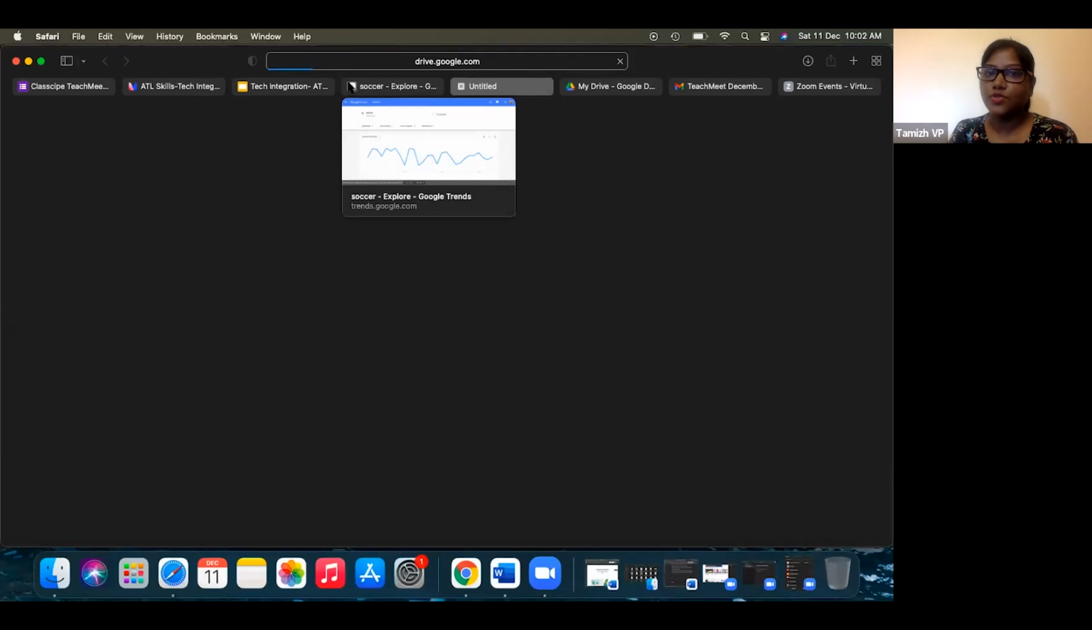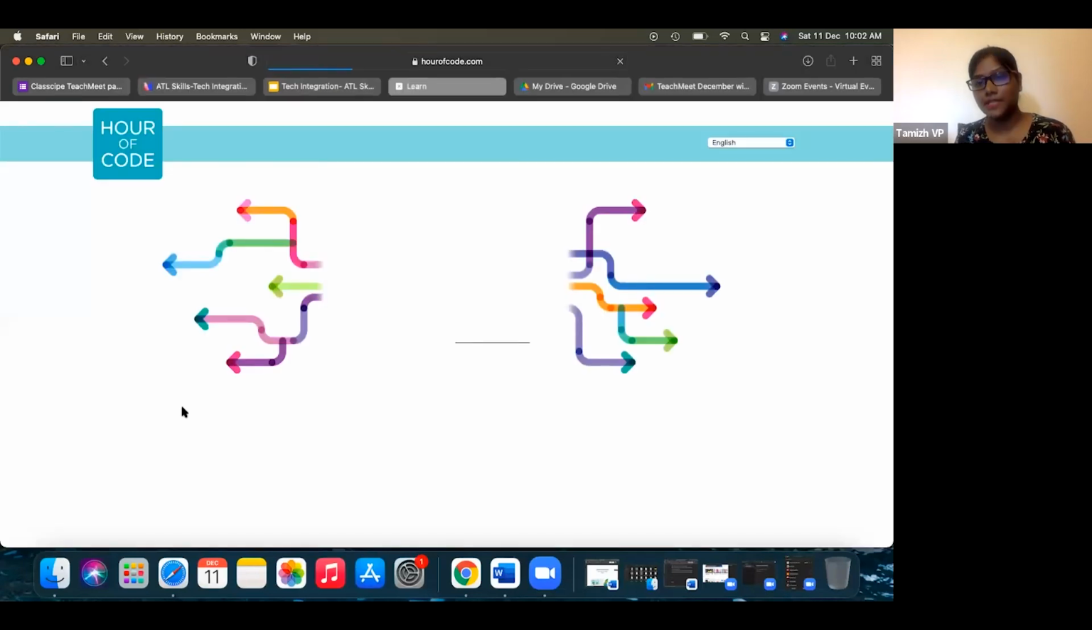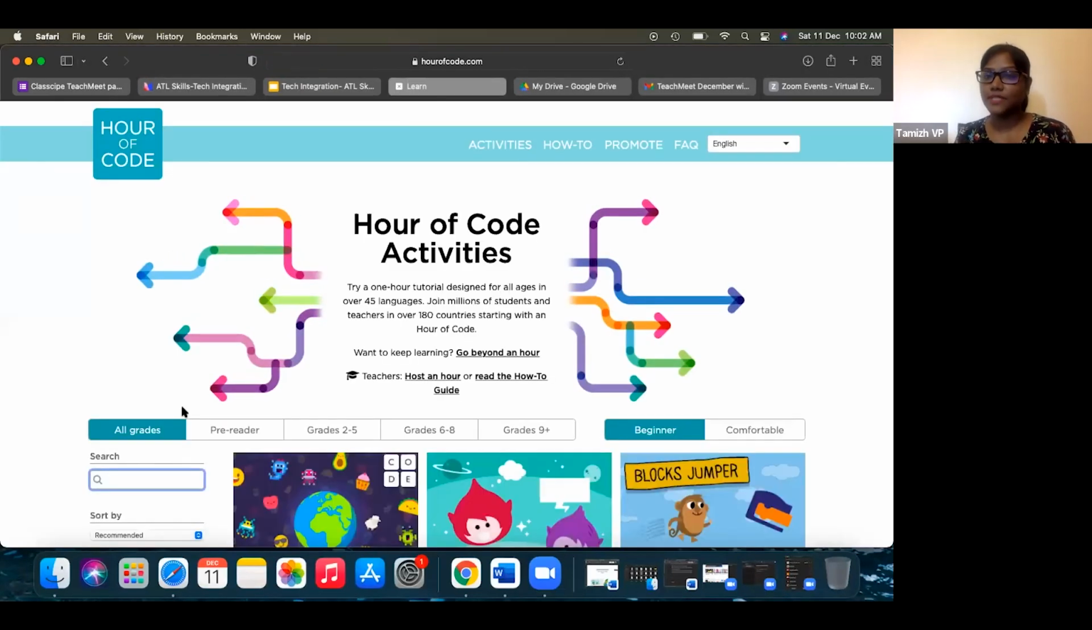Troubleshooting techniques are very important because you need students to know how to solve problems from a very early age. And coding is something that is essential for anyone. Even the teachers in my school were not very comfortable doing coding. So what we did was, as a fun activity after school, when we have these PD sessions, we used to give them these challenges. And this site called Hour of Code is a great site.